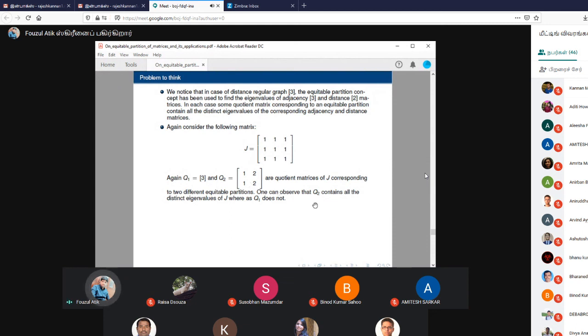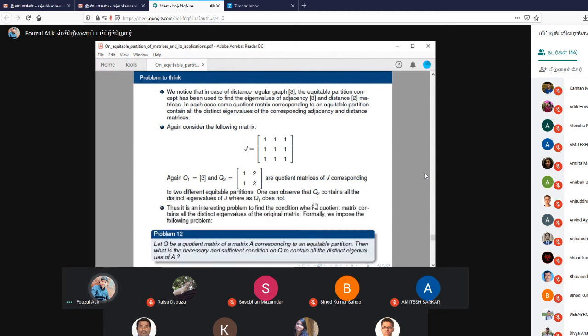So generally one can think about what conditions on the quotient matrix Q are needed, wherever the equitable partition concept is possible. What is the necessary and sufficient condition that Q will contain all the distinct eigenvalues of the matrix A? So this result one can think about.